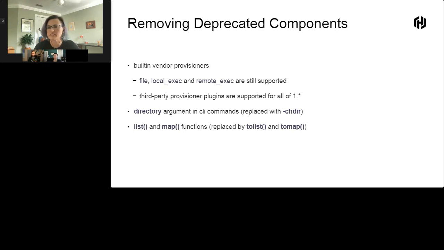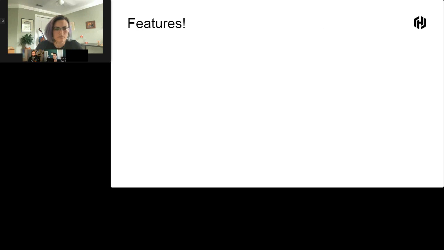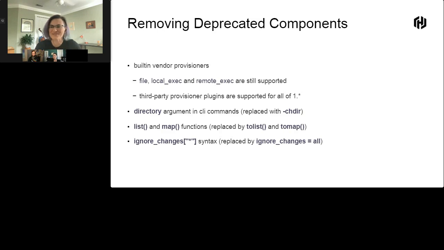We also replaced a couple of functions, the list and map functions. Those have been removed, but they were already replaced with more appropriate functions, which are toList and toMap, effectively doing the same thing, but we wanted a more accurate function name. And some tweaks to the ignore changes syntax.